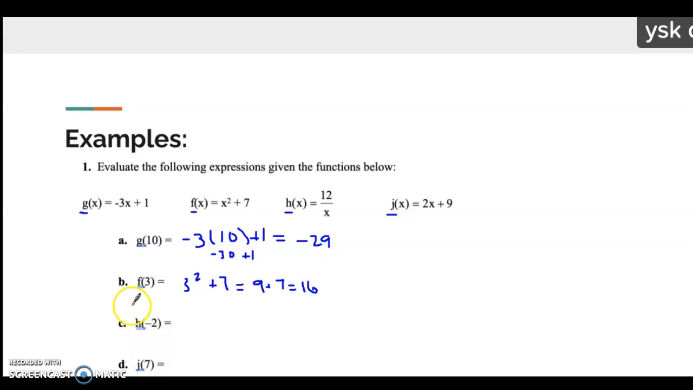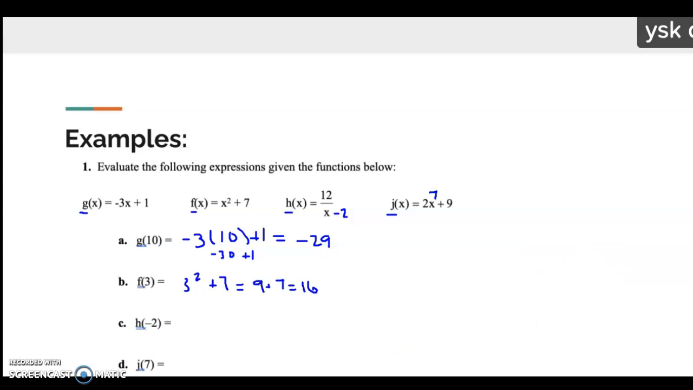And I can keep going. Notice this h of negative 2 means I'm going to plug in a negative 2 right here and do 12 divided by negative 2. This j of 7 means I'm going to plug in a 7 here. And so on and so on. So anytime I see my function notation, the number inside of the parentheses is the number that I'm going to replace the variable with.